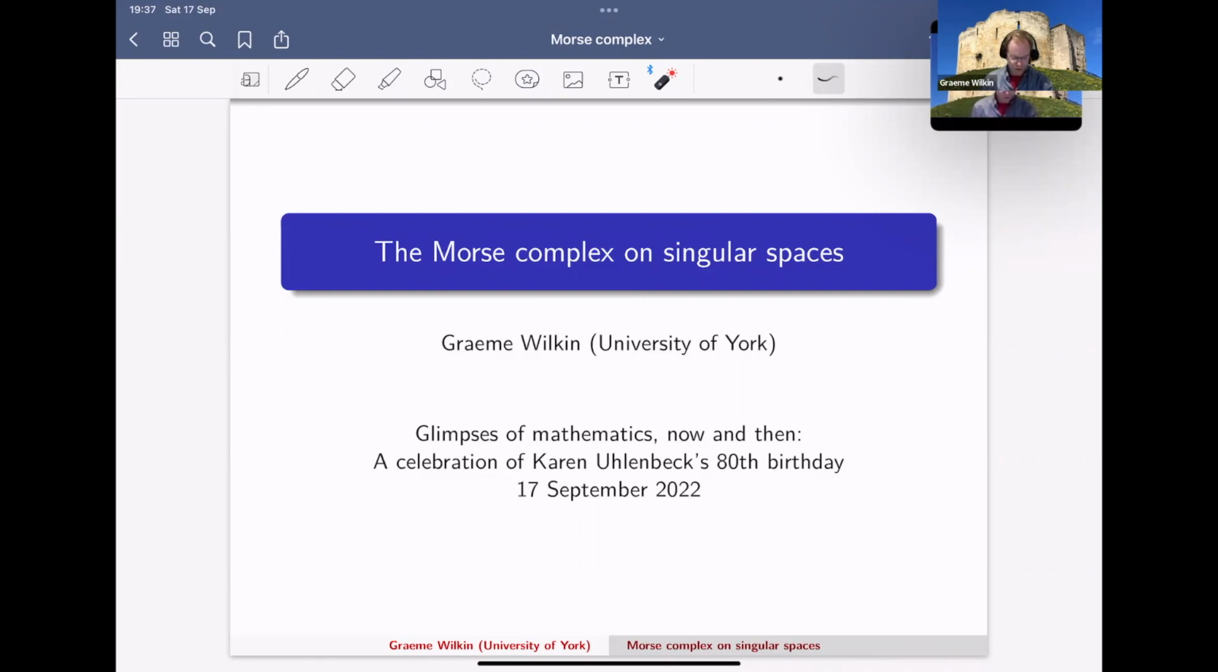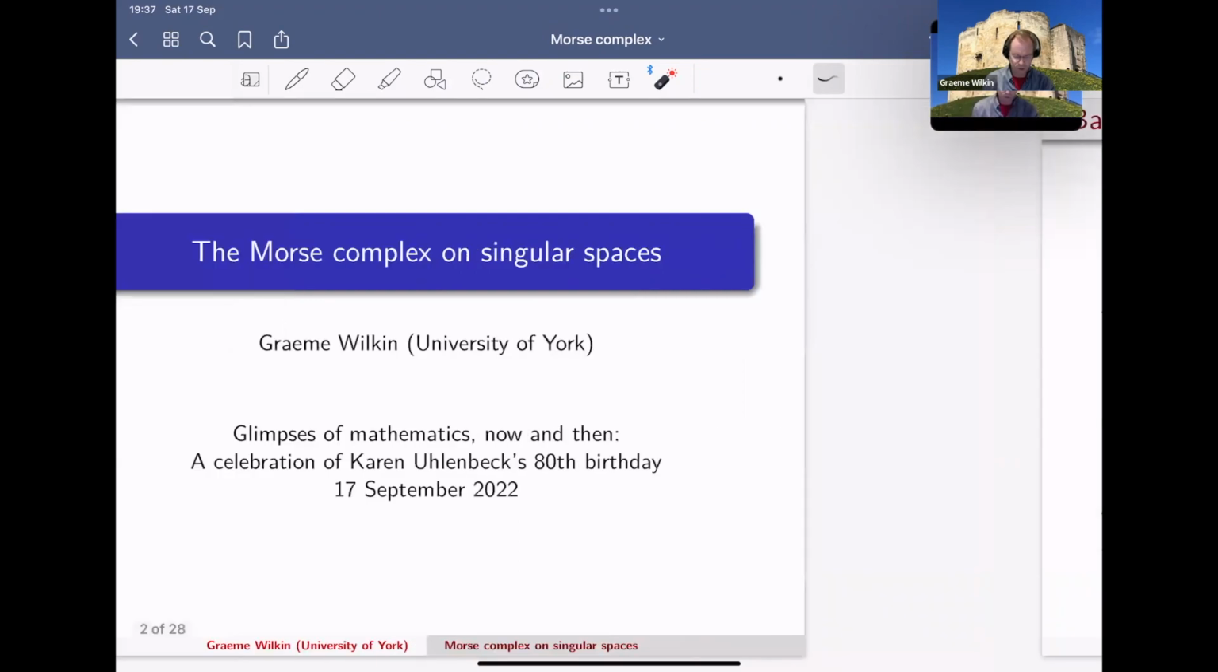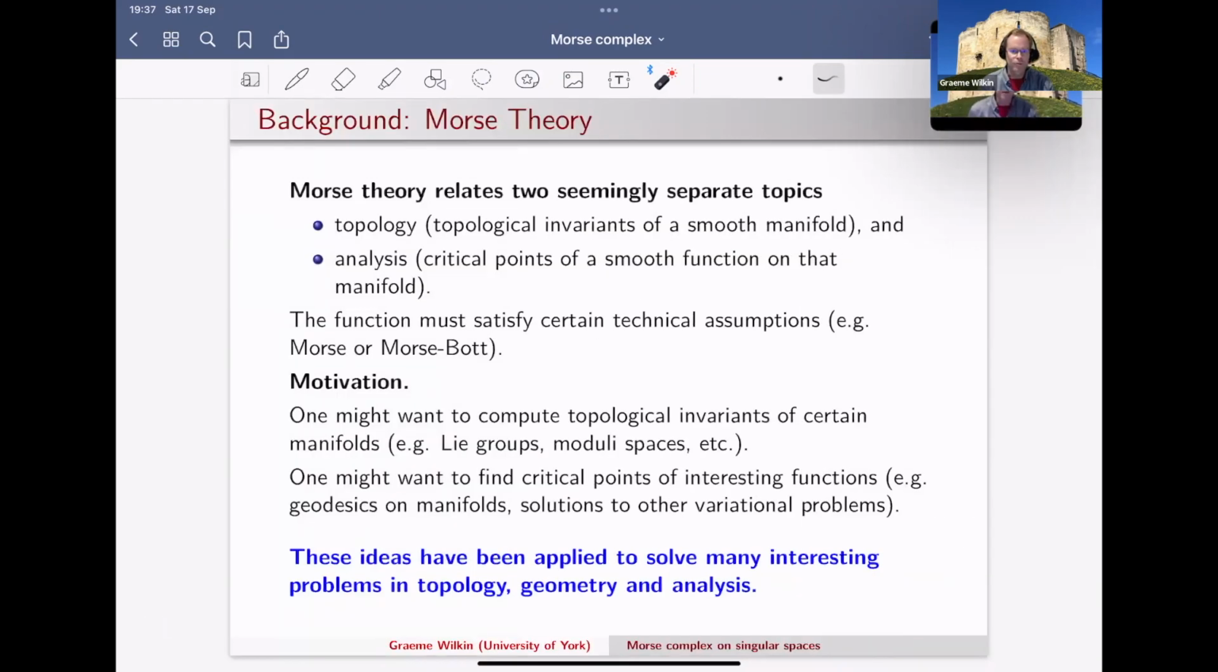So we've heard a lot about Karen's work in different fields in the other talks. So in my talk, I'm going to talk a bit about her contributions to Morse theory. First, before we begin, I'll just mention the philosophy behind Morse theory, that it relates two different fields of mathematics. One is topology and the other is analysis. So the idea is if you have a smooth function on a manifold and that function has certain nice properties, then you can relate the topological invariants with the analysis of the function around the critical points.